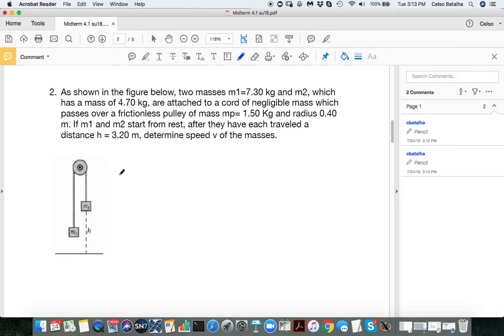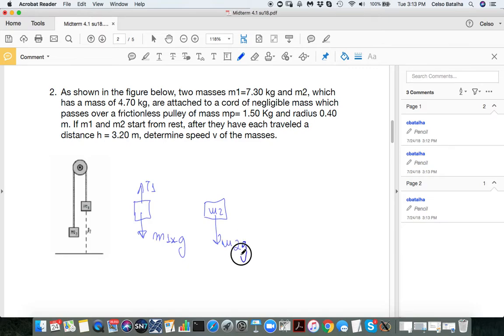Now this problem here, I think one student might have got right. So when you do a free body diagram, for instance, for any of the masses, you have M1 and you have a tension T1 here, right?